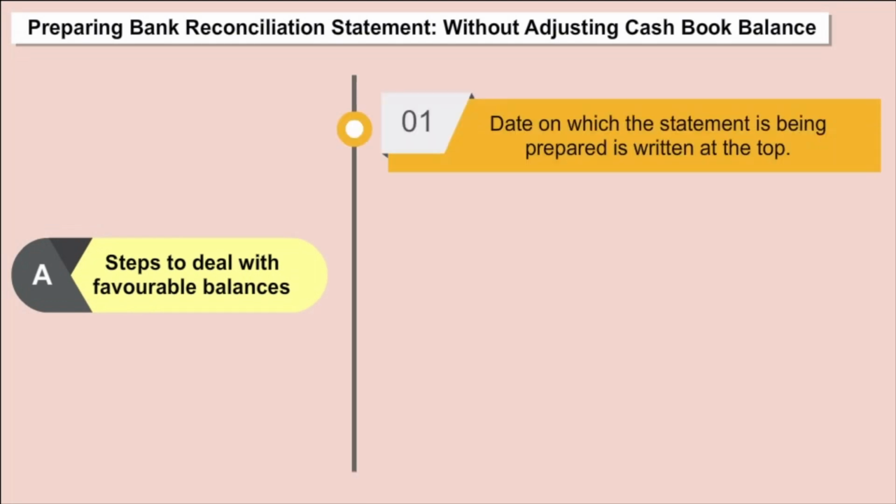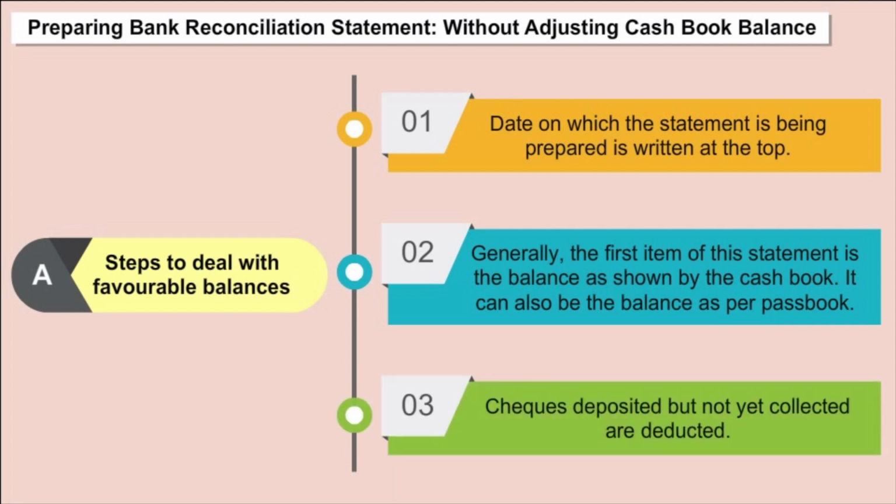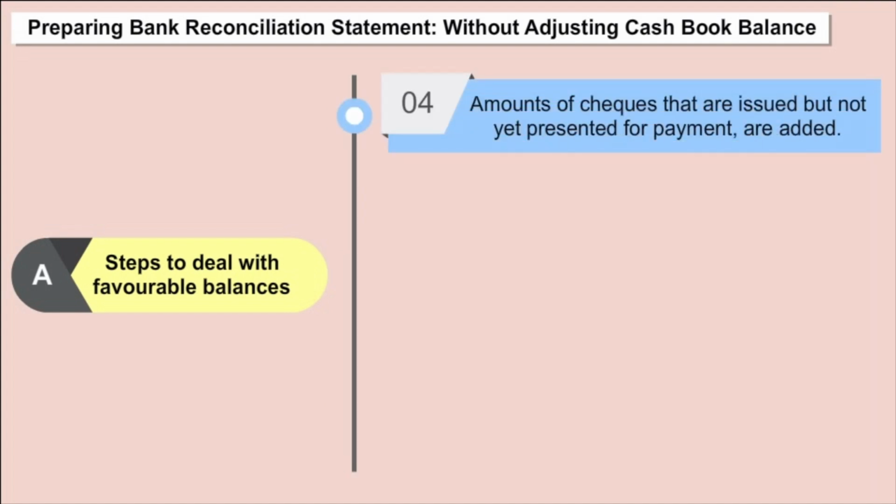1. The date on which the statement is being prepared is written at the top. 2. Generally, the first item of this statement is the balance as shown by the cash book. It can also be the balance as per passbook. 3. Checks deposited but not yet collected are deducted. 4. Amounts of checks that are issued but not yet presented for payment are added.